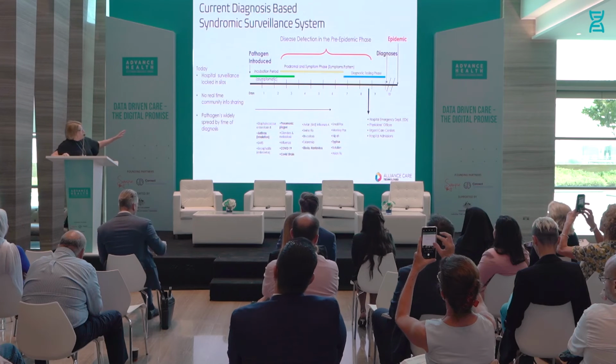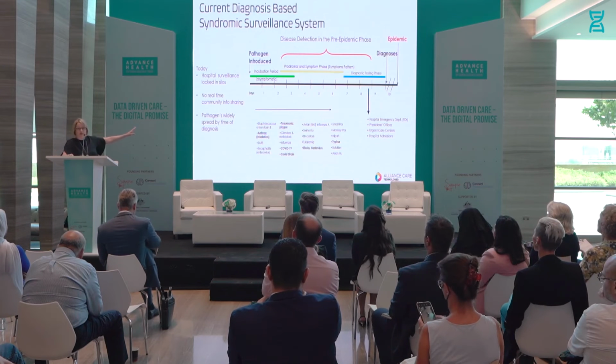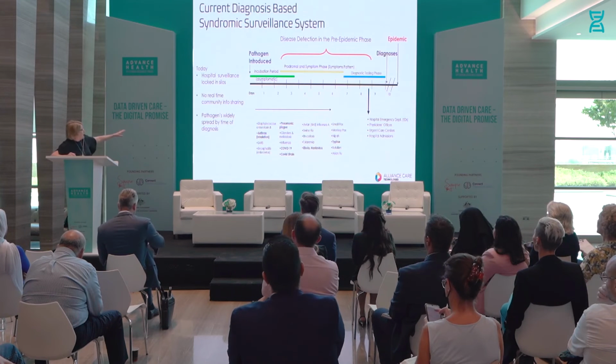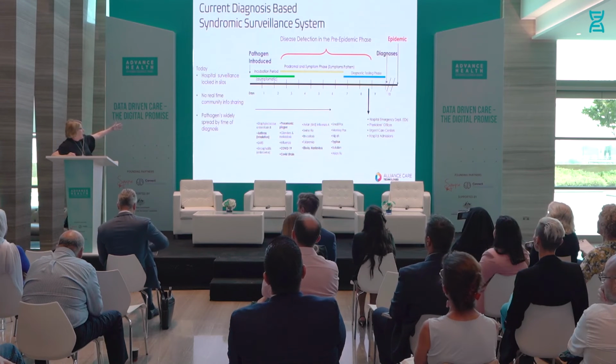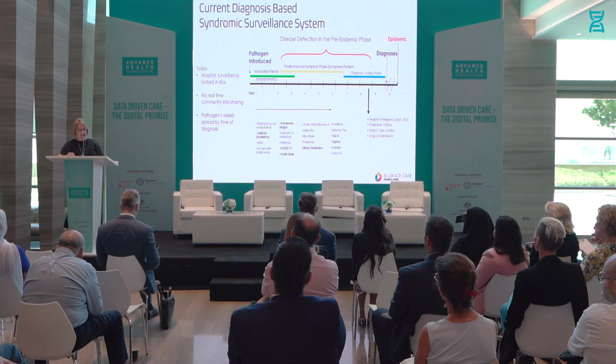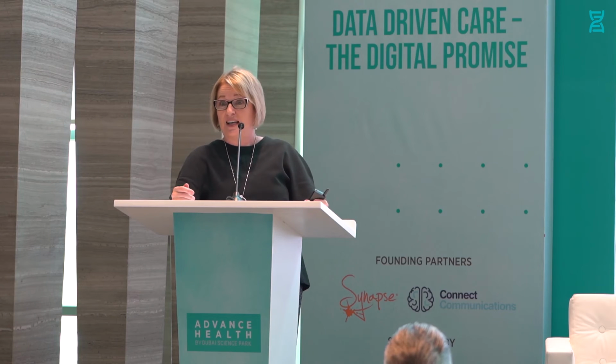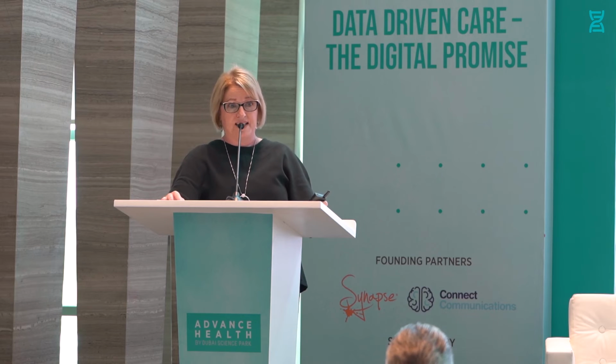So this is what happens now with syndromic surveillance. There's a lot of information on that slide, so I won't read it to you, but just have a look at the slide. Basically, hospital surveillance is locked in silos, there's no real-time community information sharing, and pathogens are widely spread by the time of the diagnosis. You can see down there, by the time you've got a diagnosis, it's day 10. It's too late. It's all over the world by day 10.